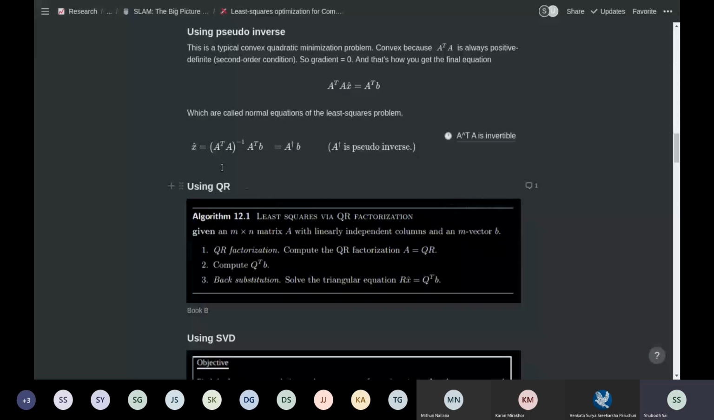You can convince that by yourself. Q transpose Q would be I. You can substitute that here, and then you'll end up with this equation.